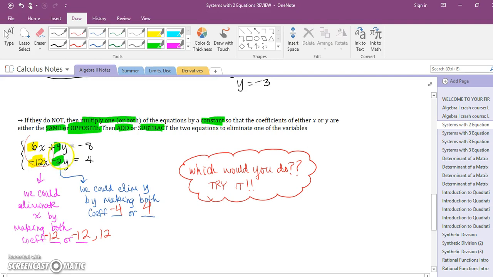Typically, I do the one that would make the numbers smaller, so I would probably go for the y's because all the numbers would end up being smaller. If you were going to go for the x's and you wanted to make that 12, then everything would bump up, but really it's hardly a difference at all.